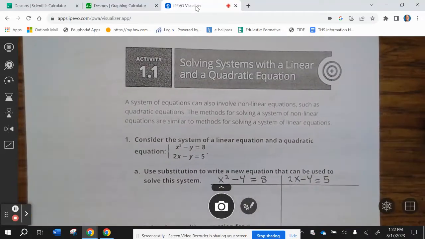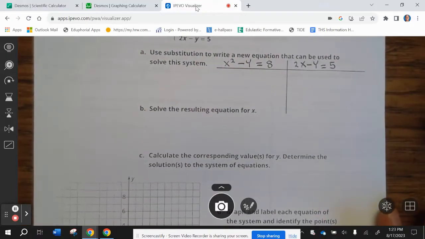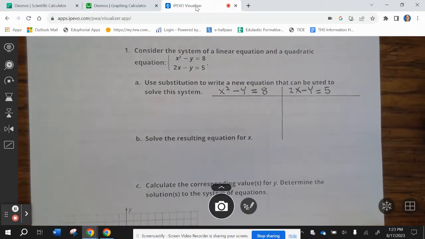All right. 1.1. Solving systems with a linear and quadratic equation. A system of equations can also involve nonlinear equations such as quadratic equations. The methods of solving a system of nonlinear equations are similar to the methods for solving a system of linear equations. Number 1. Consider the system of a linear equation and a quadratic equation. Use substitution to write a new equation that can be used to solve the system.